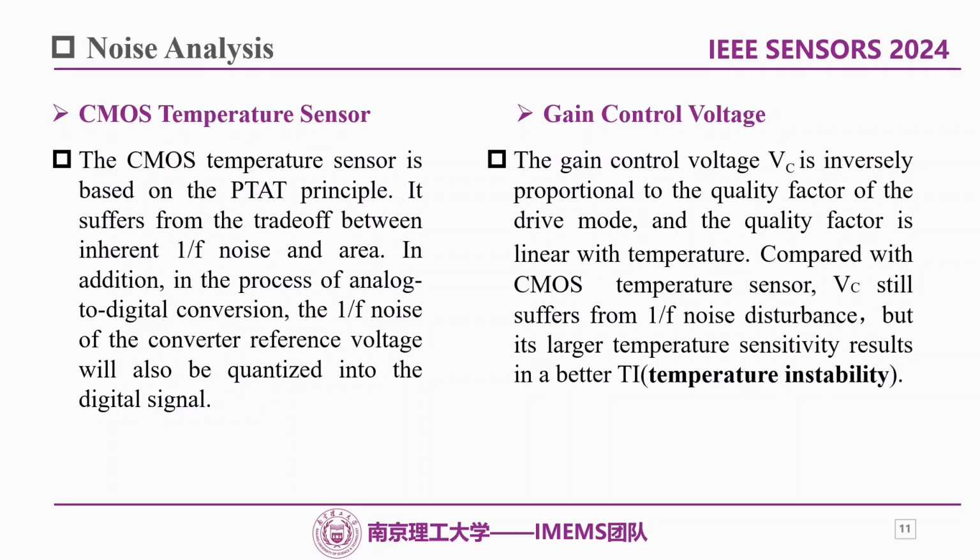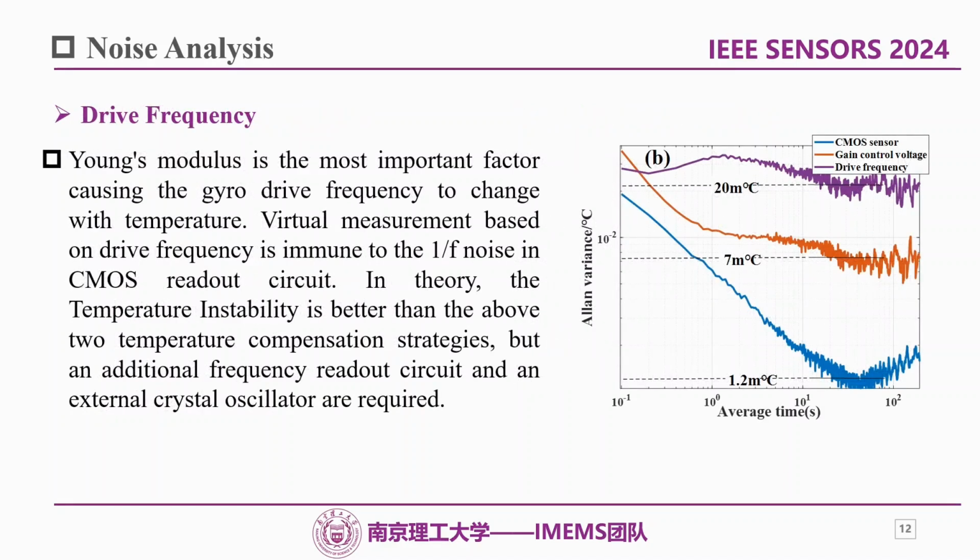The gain control voltage still suffers from the pink noise, but its larger temperature sensitivity results in a better temperature instability. For drive frequency, which is immune to the pink noise in the CMOS readout circuit, the temperature instability is better than the above two temperature compensation strategies, as seen in the figure. But an additional frequency readout circuit and an external crystal oscillator are required.